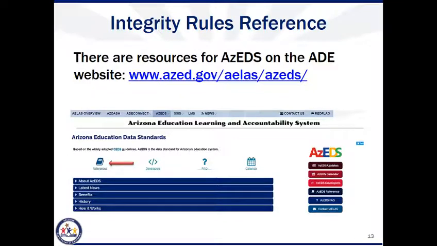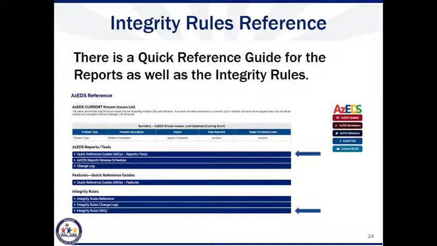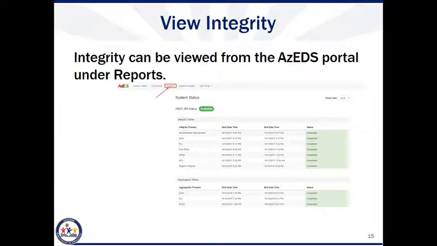You can take a look at the rule references within AZED.gov in ALIS. So if you go to AZED.gov/ALIS/AZEDS, it'll take you to the AzEDS homepage. The button that you want to look at specific to integrity rules reference is under references. Click on that and it'll take you over to the drop down box for integrity rules and integrity rules QRGs, or quick reference guides. And it'll show you exactly what each integrity rule is that's in the system by each group.